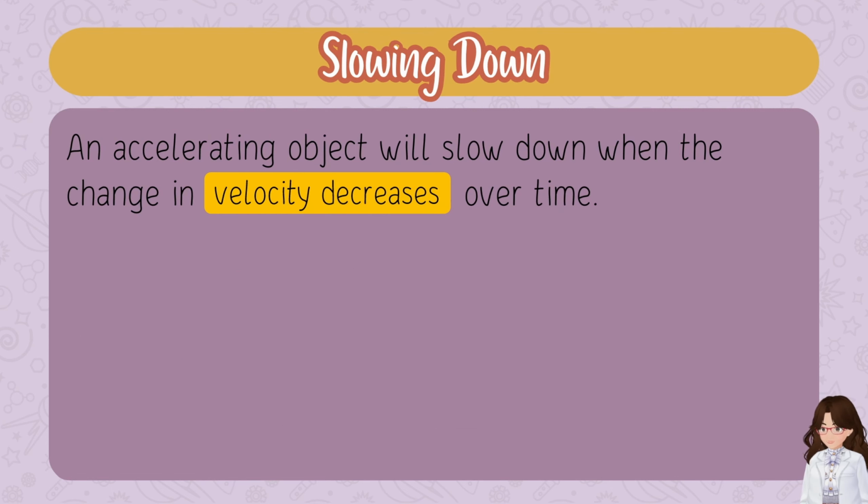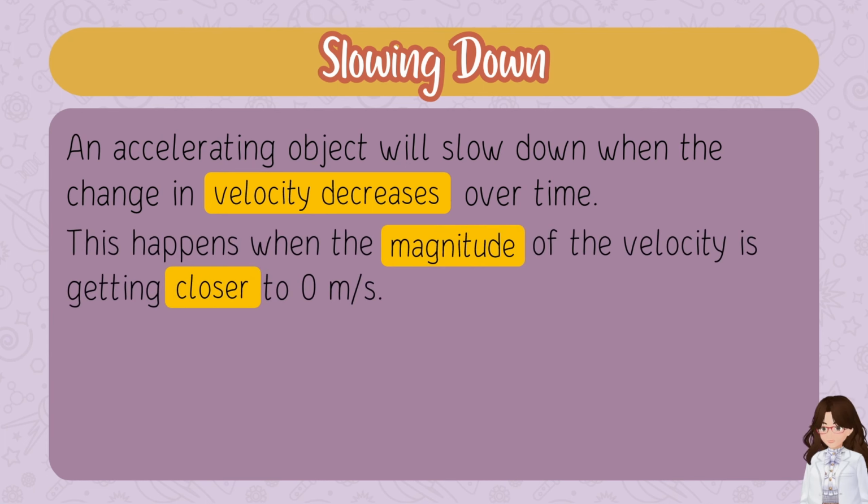In comparison, slowing down is the exact opposite. So an accelerating object will slow down when the change in velocity decreases over time. So this happens when the magnitude of the velocity is getting closer to 0. And in fact, it can go to 0. So, for example, this would be the reverse. Our initial velocity would be positive 4 meters per second, and our final velocity would be positive 2 meters per second. The magnitude of 2 is less than the magnitude of 4.